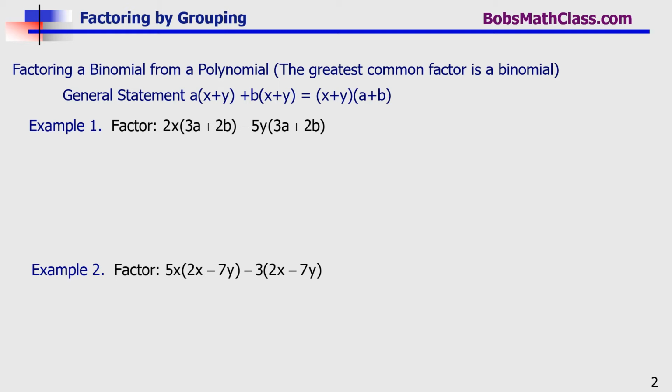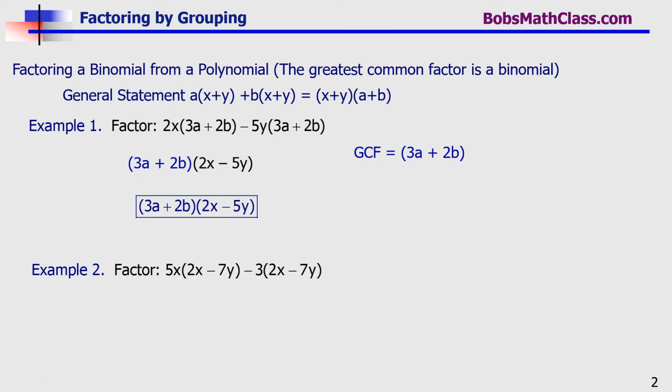All right, so here's example 1. What's our GCF? 3a plus 2b. So that's going to be written first. And then whatever's left over is going to be written in the second parentheses. So our GCF is 3a plus 2b. That goes first. And the second parentheses is going to be 2x minus 5y. There's your answer. You don't have to write it twice. I just wanted to go through it and show it by steps. All right.